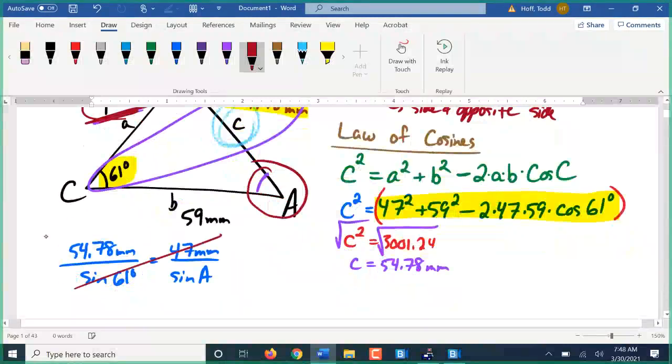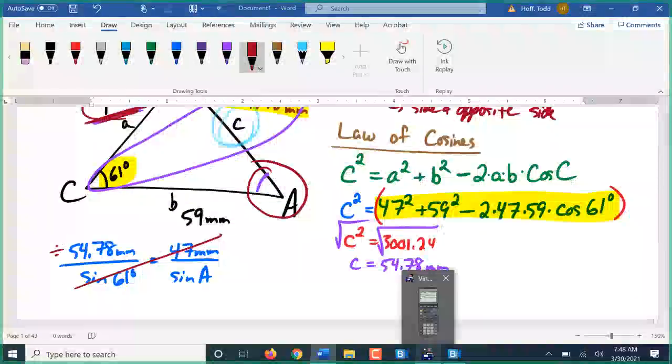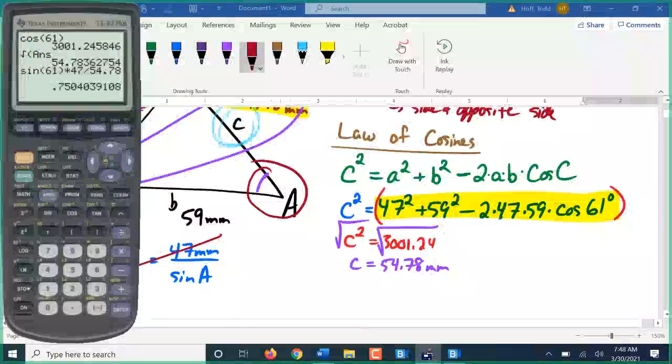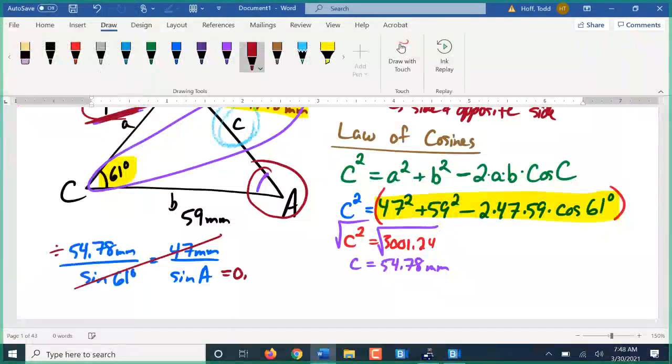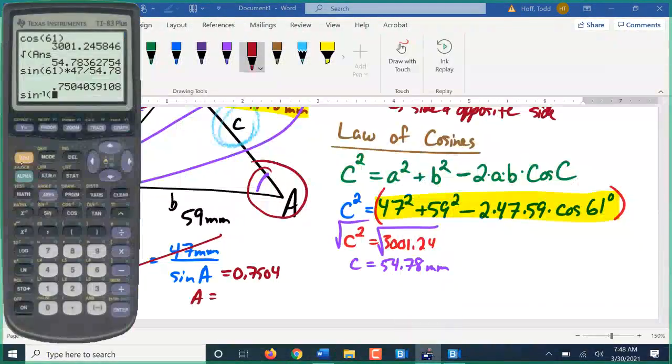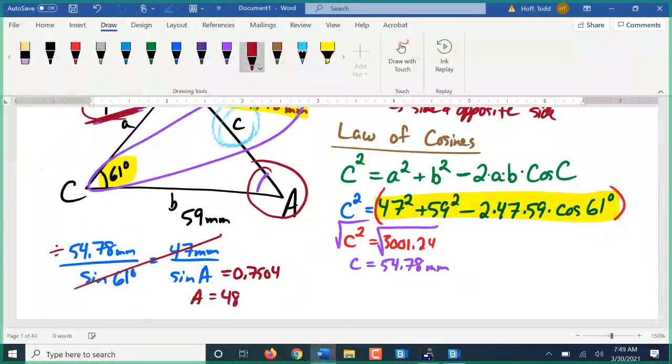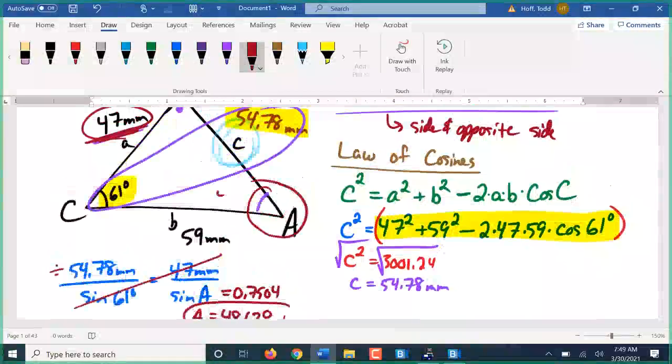So here it's going to be cross multiply and divide. So sine of 61 degrees, close that parentheses, times 47 divided by 54.78. We get 0.7504. That is the sine of angle A. So we do the inverse sine of that answer. We get that angle A is 48.63 degrees. Angle A, 48.63 degrees.